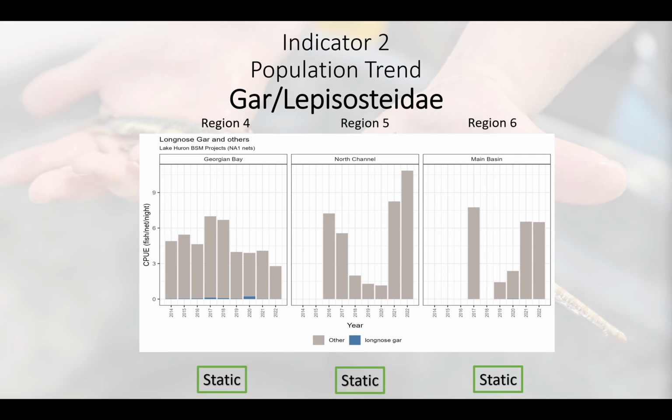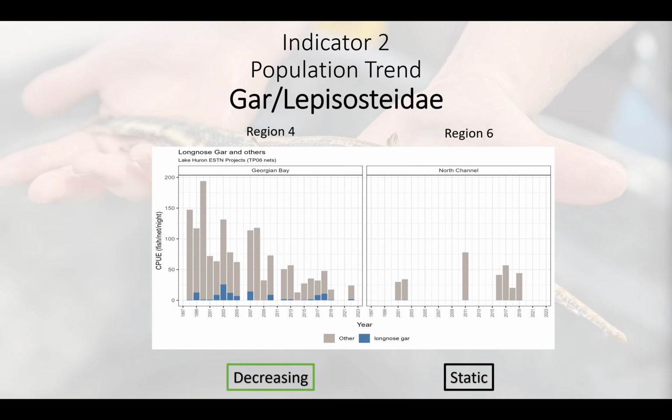Looking at Georgian Bay, North Channel, and Main Basin, again, at the bottom of this graph, the blue there are the gar, the longnose gar that are being detected, and over the course of time, it's remained relatively stable. We're not seeing any big spikes or major decreases in all three of these charts. And then the early spring trap netting, it's a little bit more variable, but again, we're not seeing any major increases or decreases in the gar populations to make any conclusive determinations.